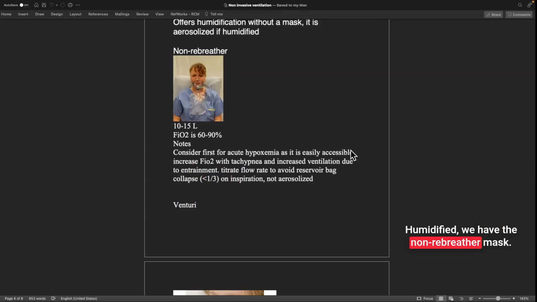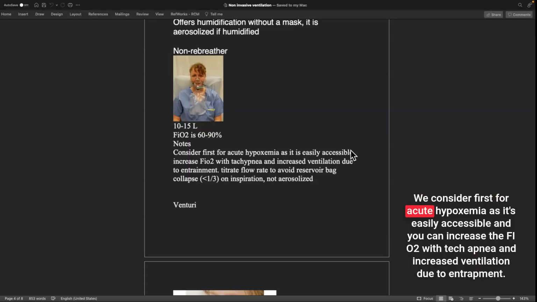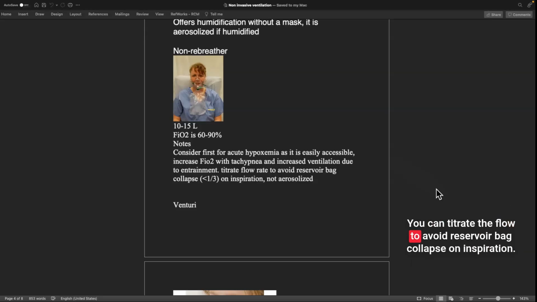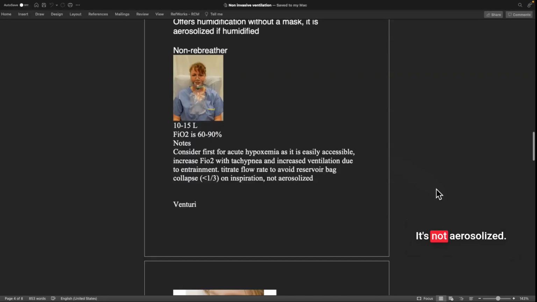We have the non-rebreather mask. This flow rate is between 10 to 15 liters. The FiO2 is between 60 to 90%. We consider it first for acute hypoxemia as it's easily accessible. And you can increase the FiO2 with tachypnea and increased ventilation due to entrainment. You can titrate the flow to avoid reservoir bag collapse on inspiration, and it's not aerosolized.